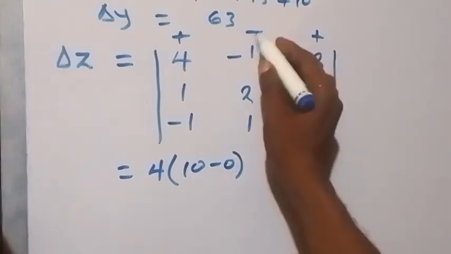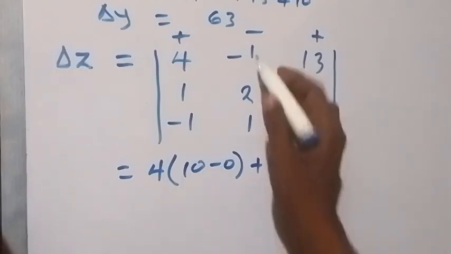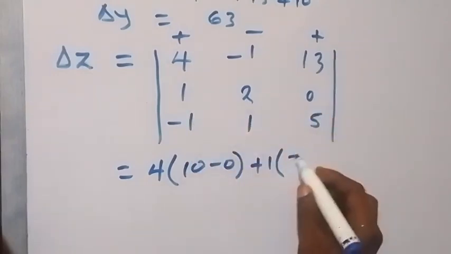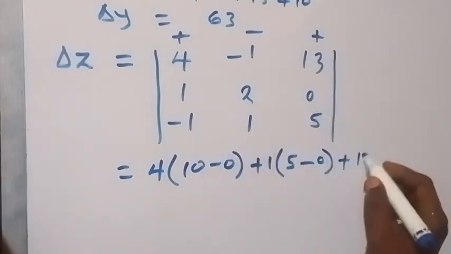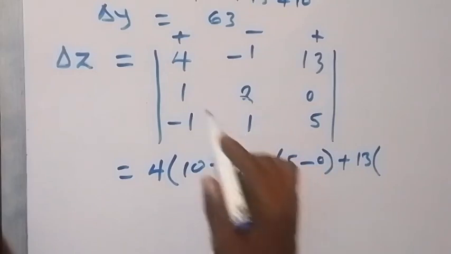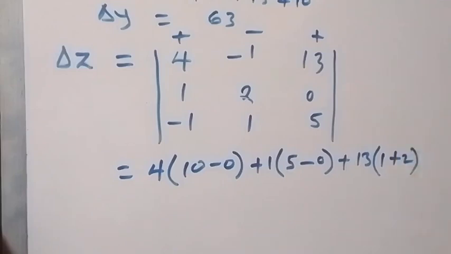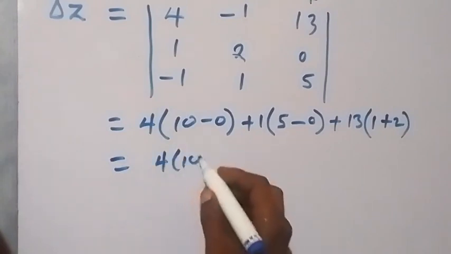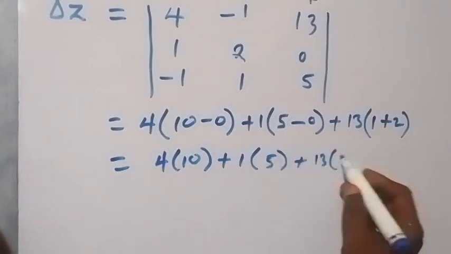Then minus, minus, minus 1, that's plus 1 into bracket. Here we cancel this row, this column. We are left with this 2 by 2 matrix, and we have 1 times 5, that's 5, minus 1 times 0, that's still 0, then plus, we have 13 into bracket here. You cancel this row and this column, we are left with this 2 by 2 matrix. 1 times 1, that's 1, then minus 1 times 2, that's plus 2. Then from here, this becomes 4 times 10, then plus 1 times 5, then plus 13 times 3.